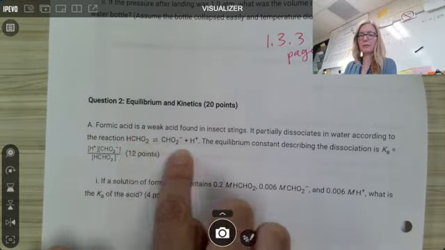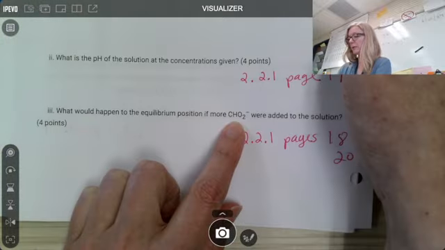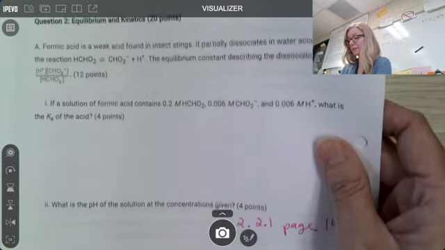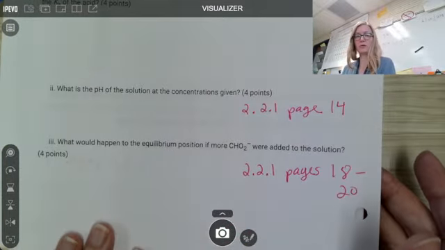So look back up at this equation. Think about what you're adding more of. You're adding more product, okay? And describe how that would affect the equilibrium position.